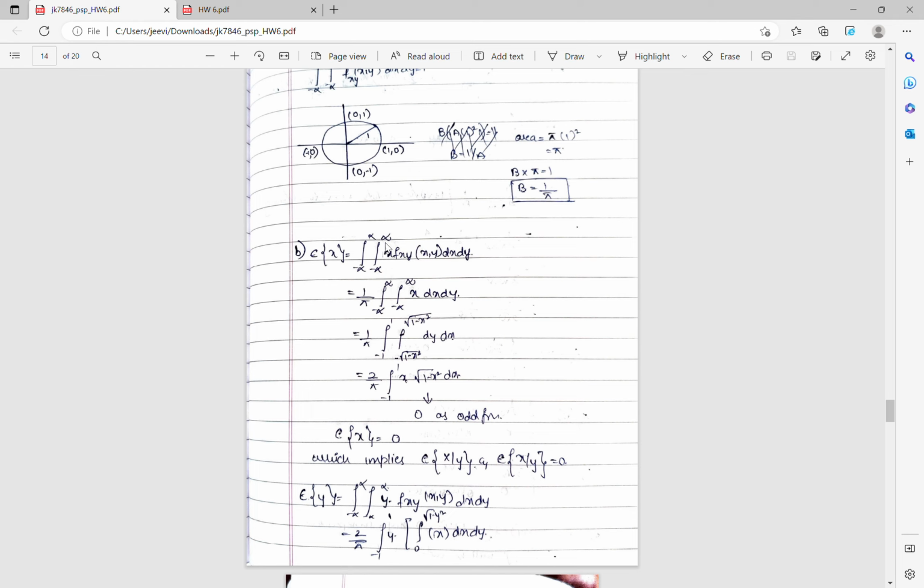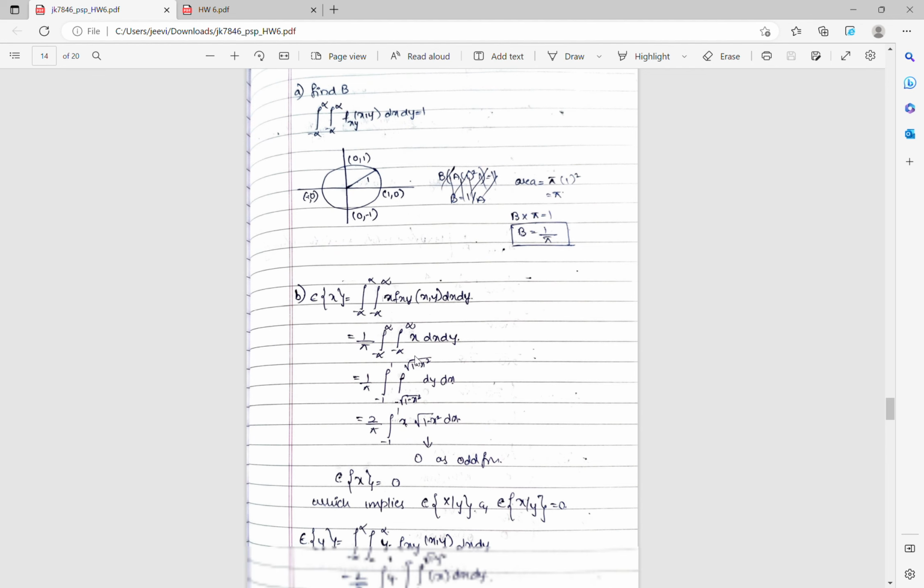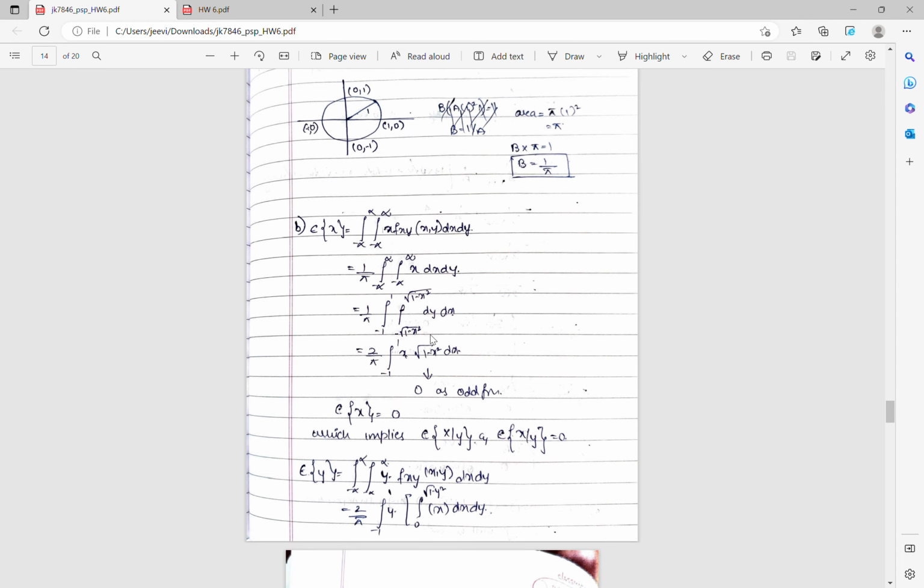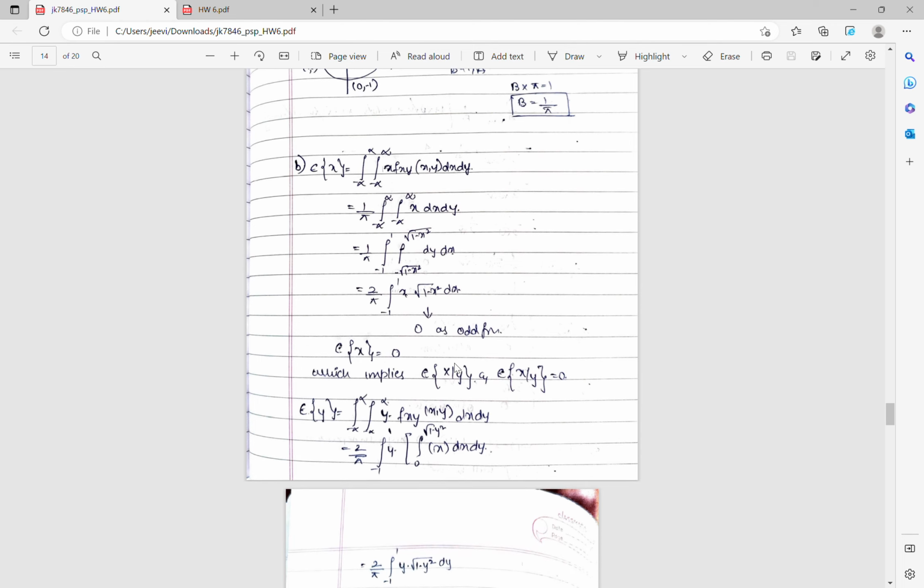E of x is equal to the integral of x into f of x, y dx dy. Now we know that f of x comma y is equal to b. Therefore, b is 1 by pi. So 1 by pi into x into dx dy. Now, the limits for dx will be from minus root 1 minus x square to root 1 minus x square. Now, since this is an odd function, the value of E of x will be equal to 0, which implies that E of x given y will also be equal to 0.